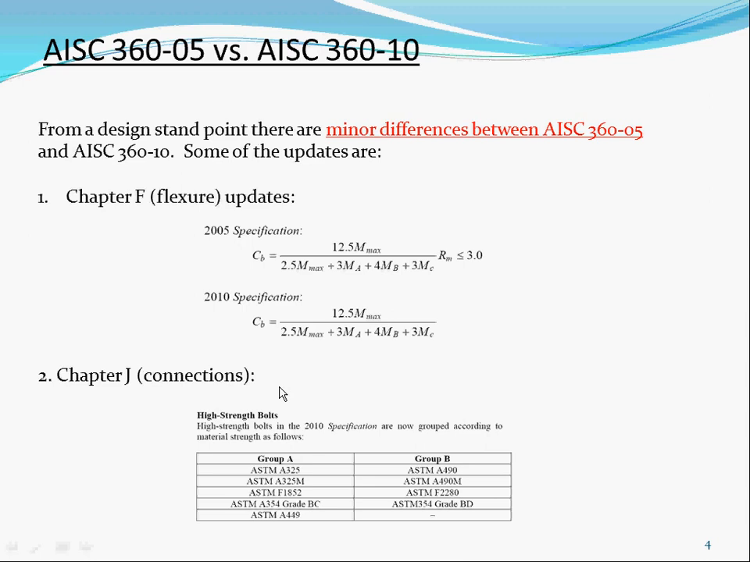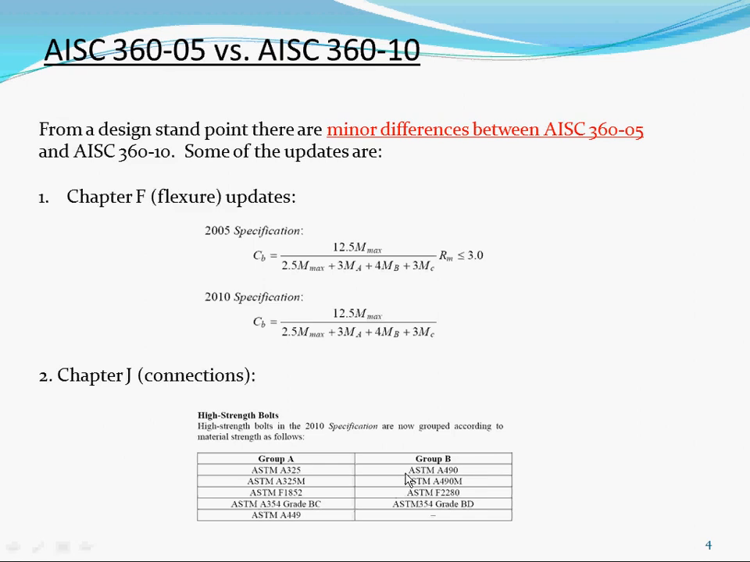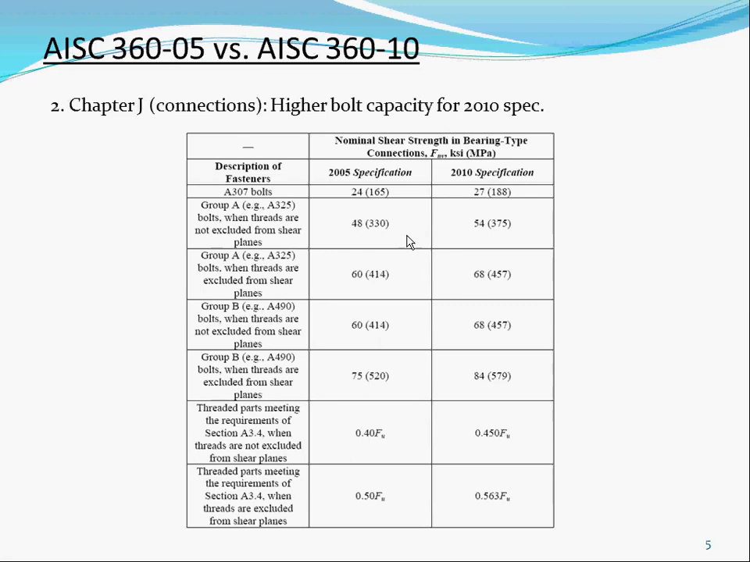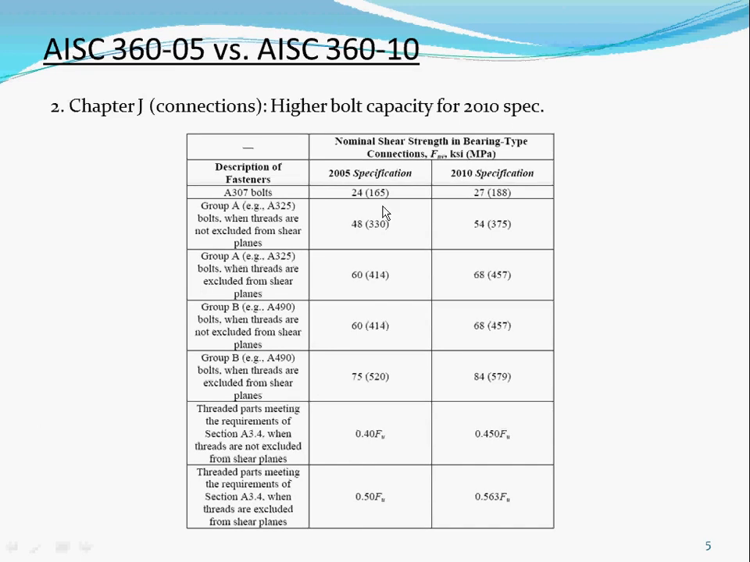So they did more testing. The shear capacities are actually higher in the 2010 versus the 2005. In the 2010 they separated the bolts into groups now: Group A and Group B. Essentially, Group A is kind of normal strength. Group B is high strength. Here are some of the capacities for 2010.